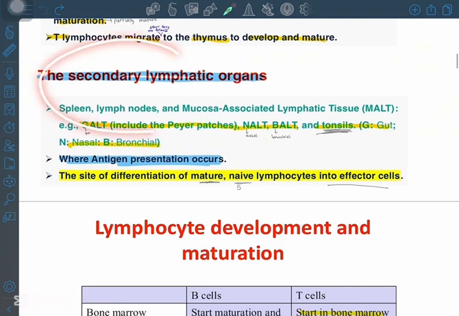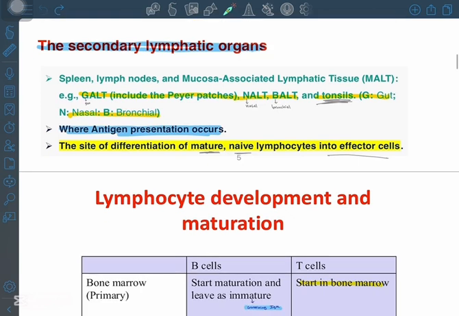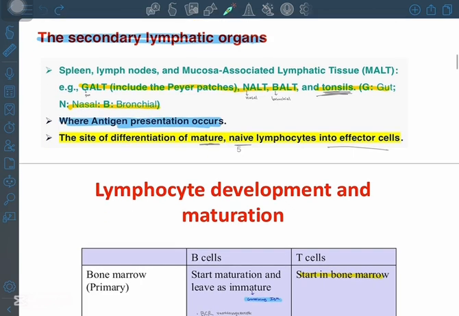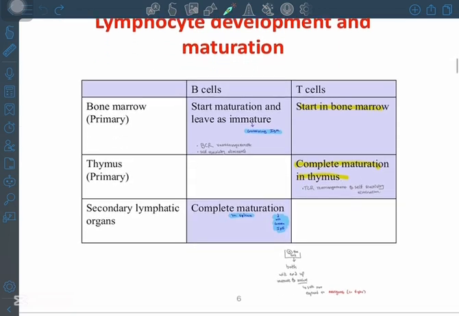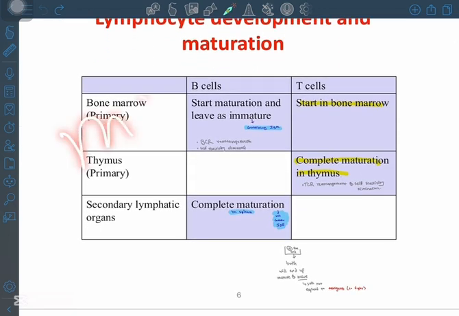Now, what is most important to know about secondary lymphatic organs is that this is where antigen presentation occurs. This is when the cell starts being not naive; it already knows how to fight against antigens. It's also the site of differentiation of mature naive lymphocytes into effector cells. Now, there is a difference between maturation and a cell being naive or not, so we'll go step by step.